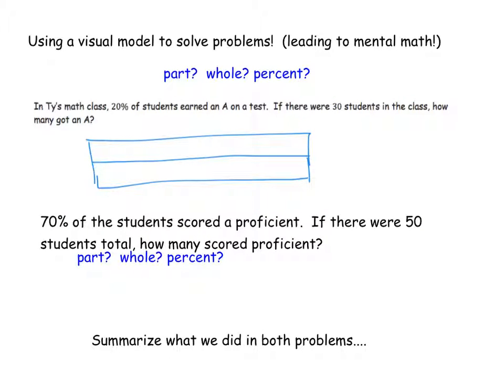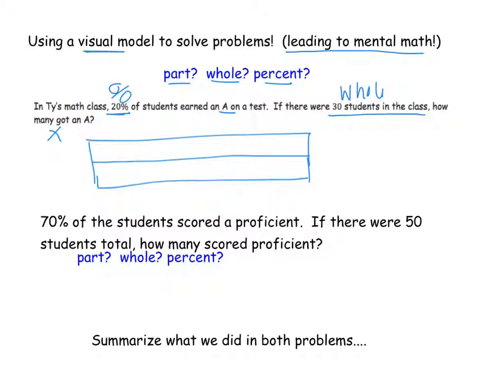All right, let's use a visual model to solve the problems, and I know some of you would rather not use a visual model, but it's going to lead us to that mental math. Always remember part, whole, percent. In Ty's class, 20% earn an A on the test. If there's 30 students in the class, so here's our percent, there's 30 total students, so this is the whole. How many got an A? And we're looking for that part.